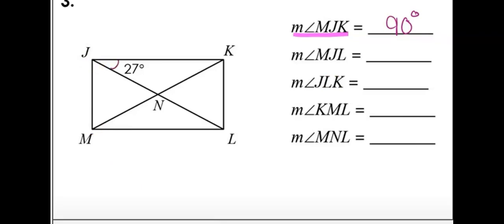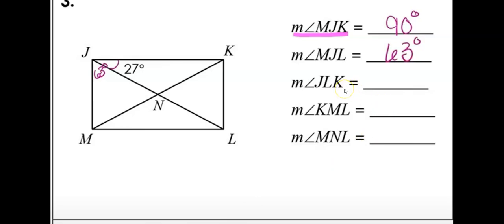Now, this next one is asking for MJL. If we know that each corner is 90 degrees, because that's one of our properties, to find what MJL is, all we're going to do is 90 minus 27 because we know that this angle is 27. And we're going to get 63. So MJL will equal 63 degrees.